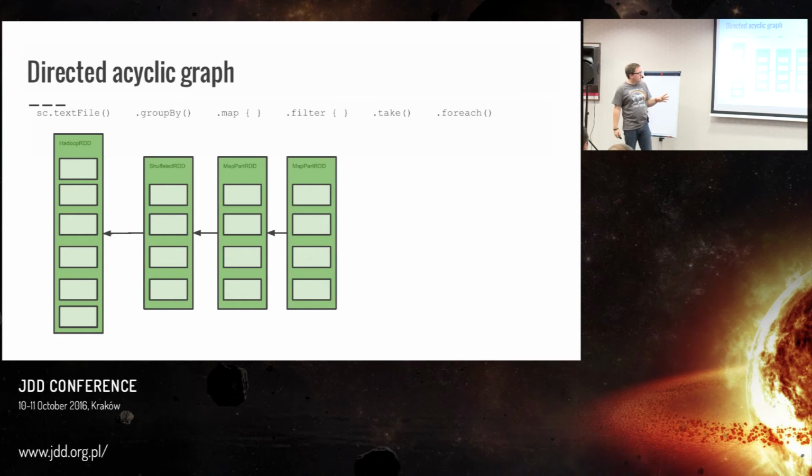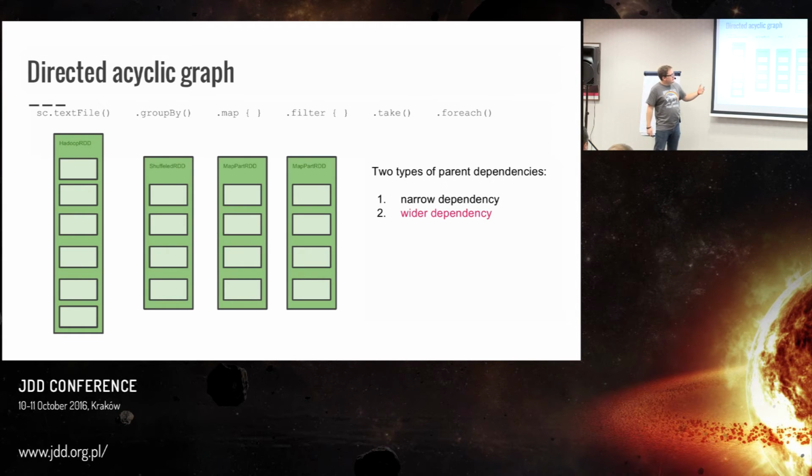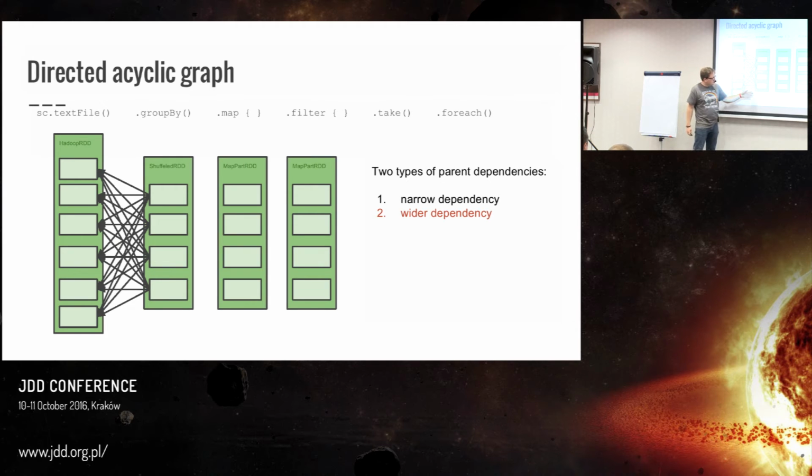However, this is a little more complicated when you look at how it's implemented internally. As it turns out, there are two kinds of dependencies you have when you're talking about the parents of your RDD. The first one is called wider dependency. Wider dependency means that not only do I have a reference to my parent, but I also tell you that when I fetch that data from my parent, I will have to trigger shuffling.